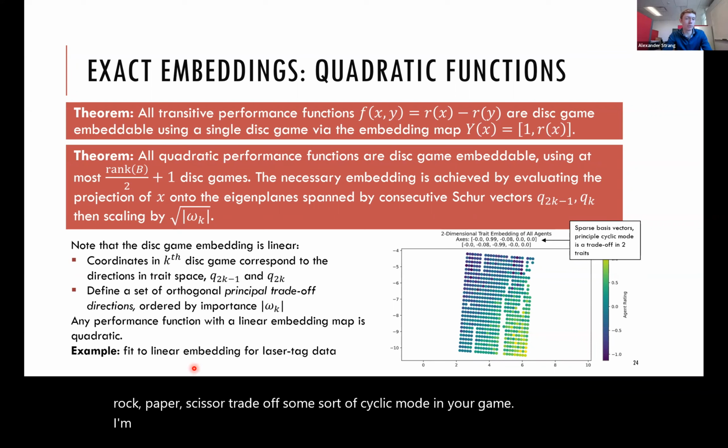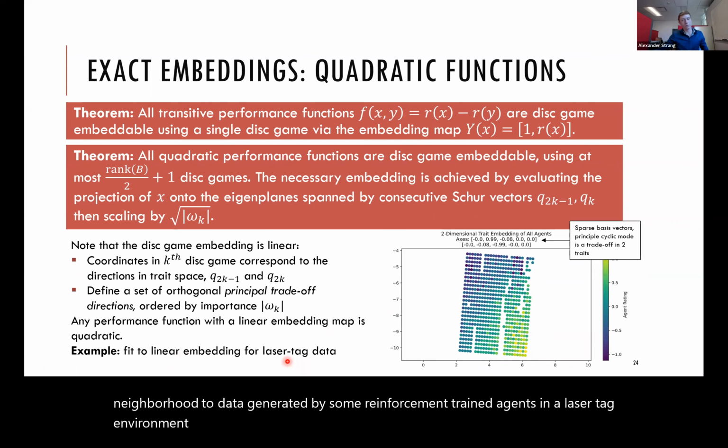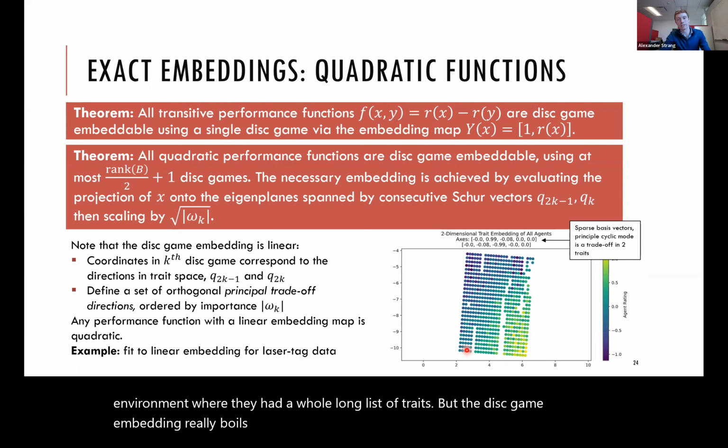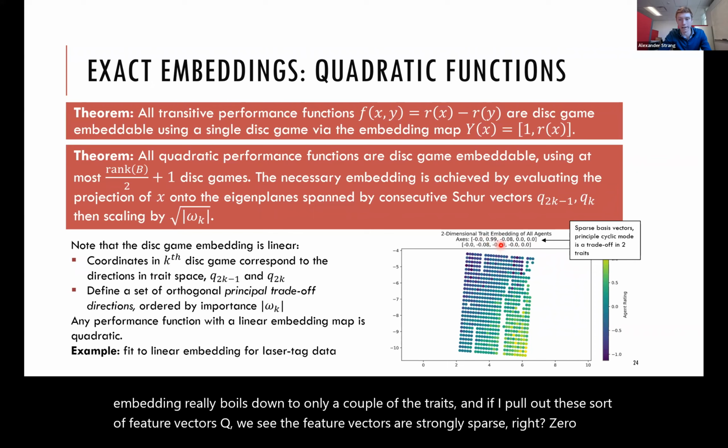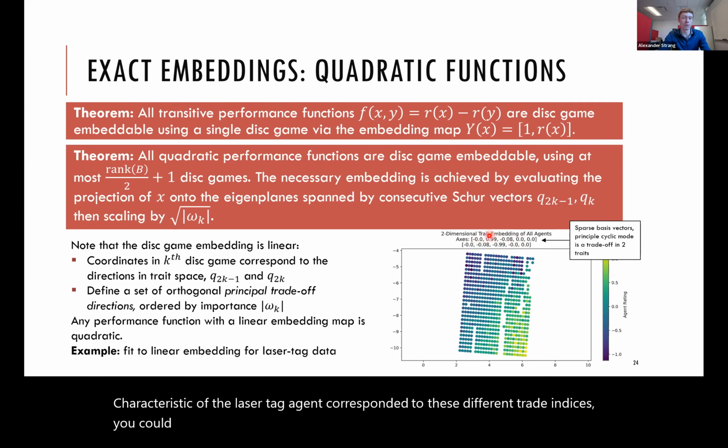Right, what I'm showing here is an example of doing that. This is a linear fit on a small neighborhood to data generated by some reinforcement trained agents in a laser tag environment, where they had a whole long list of traits, but the disk game embedding really boils down to only a couple of the traits. And if I pull out these feature vectors Q, we see the feature vectors are strongly sparse, right? 0, essentially 1, -1, 0, 0. And so if you went back and looked at which characteristic of the laser tag agent corresponded to these different trait indices, you could identify exactly what the trade-off is represented by this game.